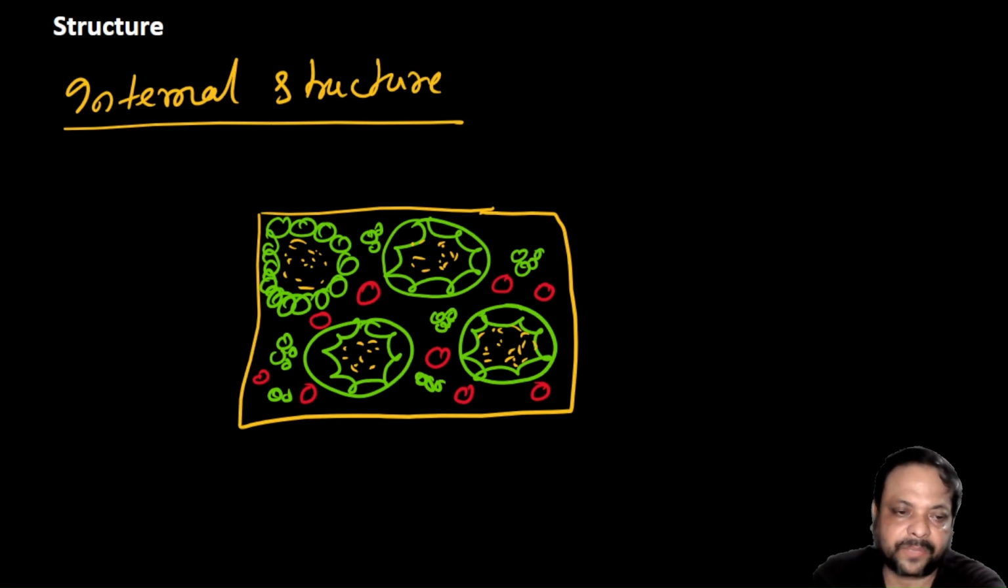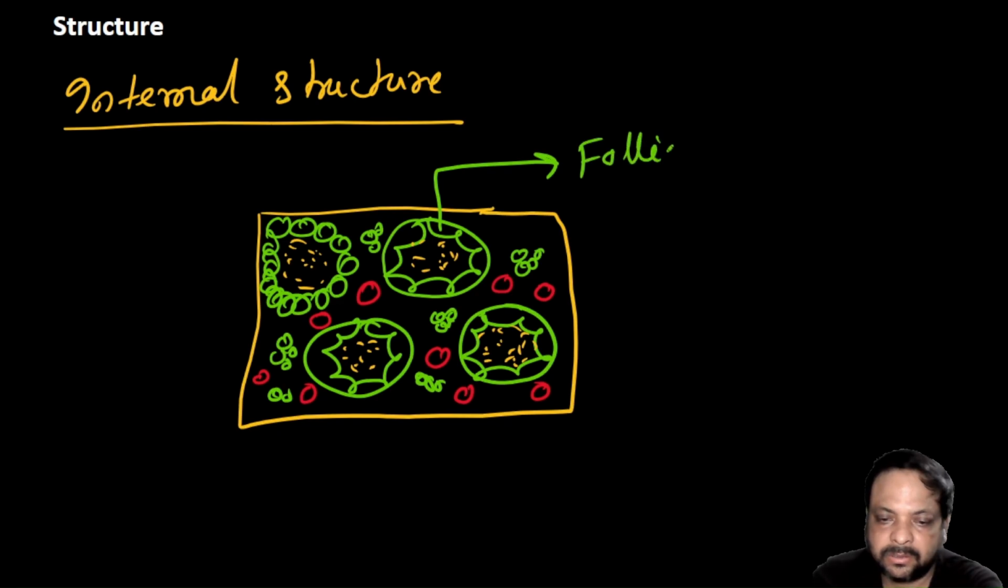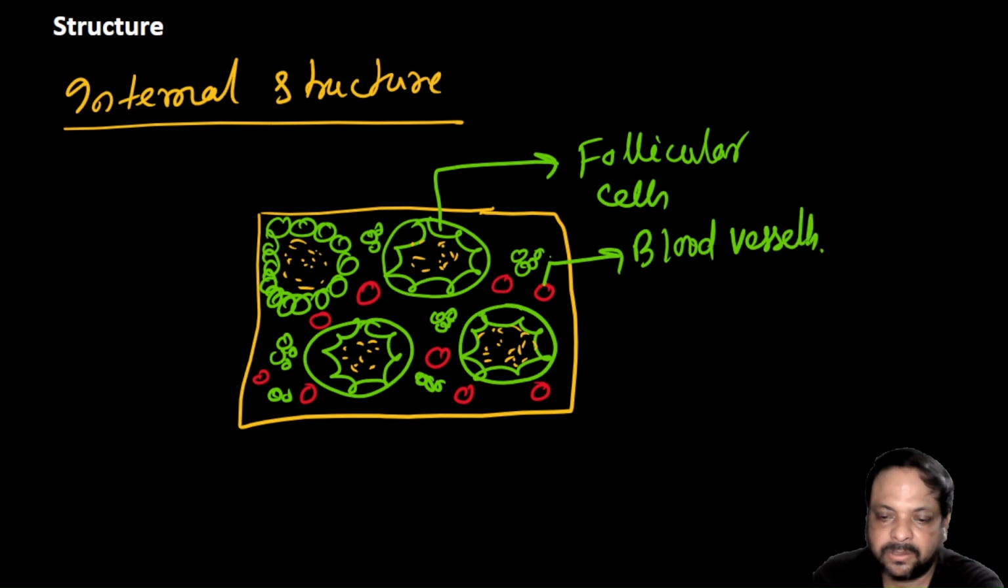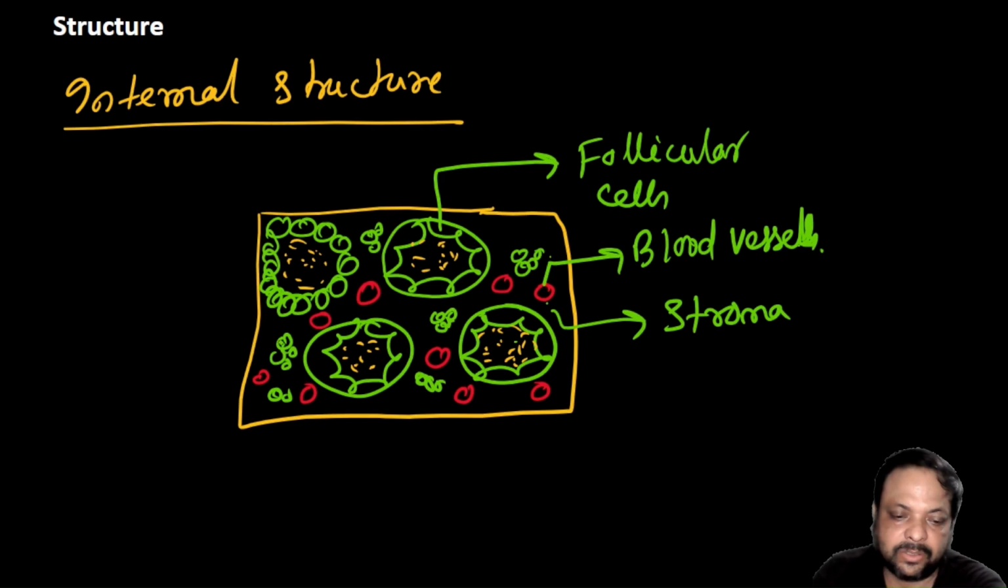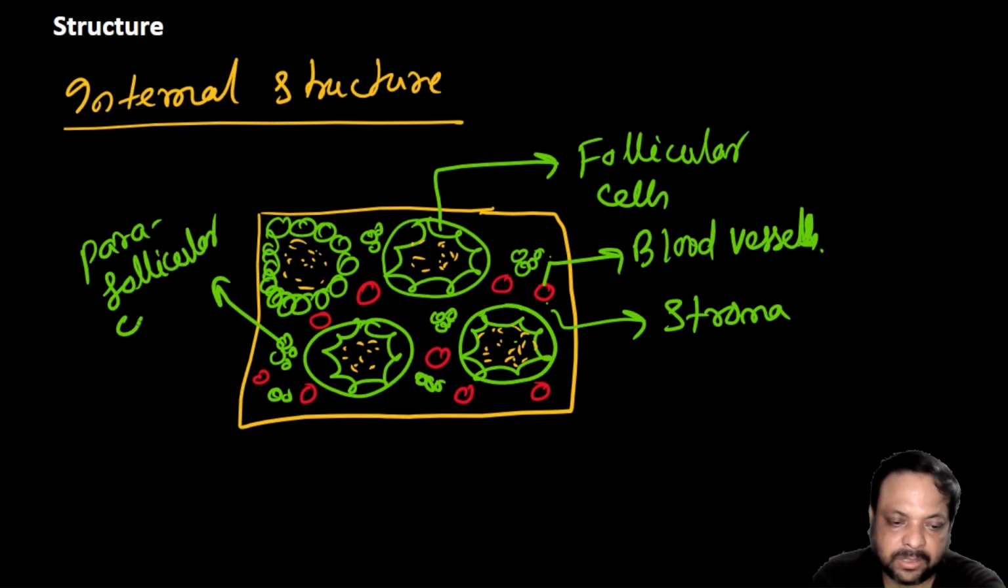Got it? So this particular part, these are the follicular cells. And this red colored structure, these are the blood vessels. Outside, we find the fluid that is called the stroma. And in the stroma, we find another type of cell that is called parafollicular cells, or we also call them C cells.